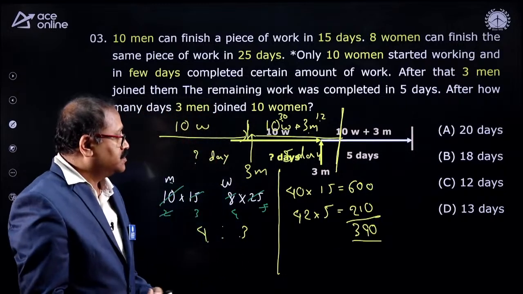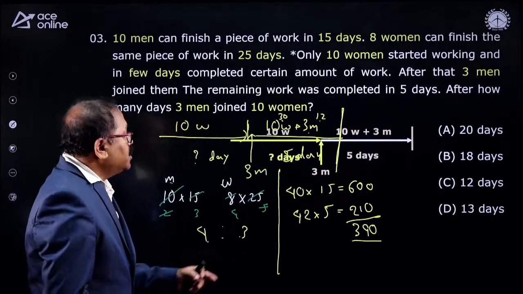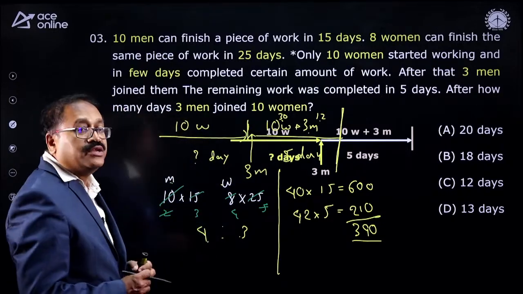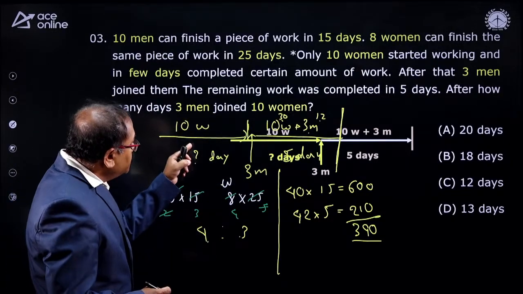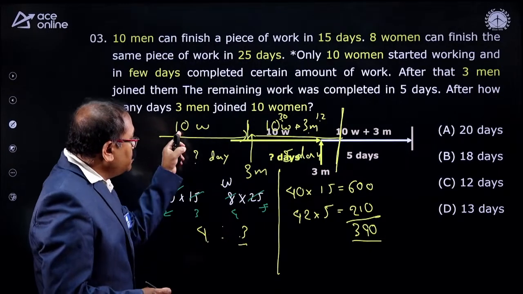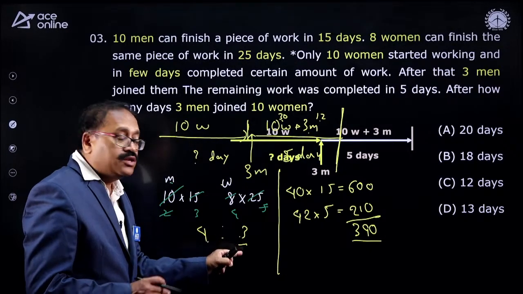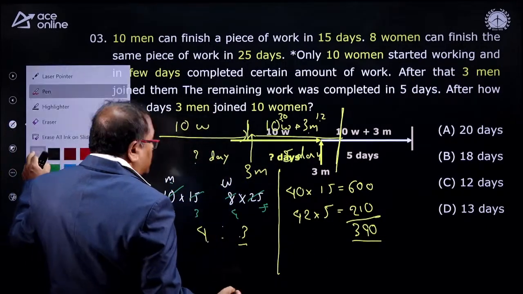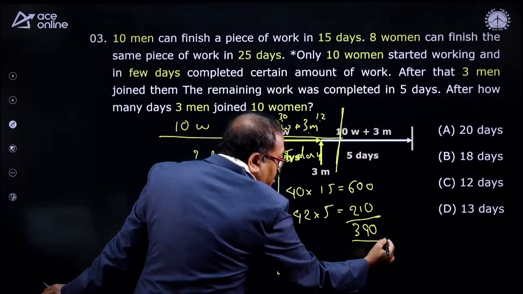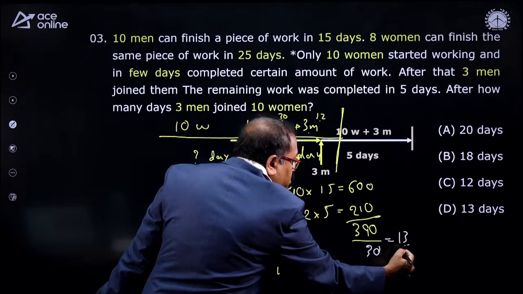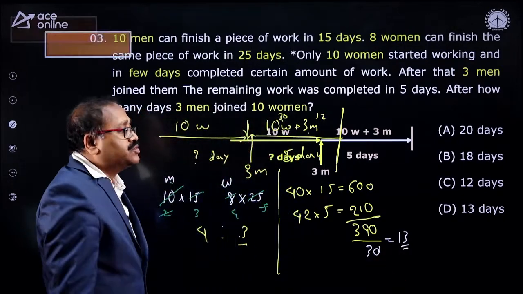Anusha? Okay, time up. So here I notice that 390 units are there which have to be completed by 10 women. And what is the efficiency of 1 woman? The efficiency of 1 woman is 3. Therefore 10 women's efficiency will be 10 into 3, which is 30. So in order to get my answer, I will divide 390 by 30. And you are getting this as 13. Option choice D.